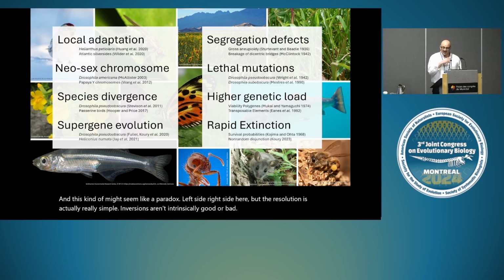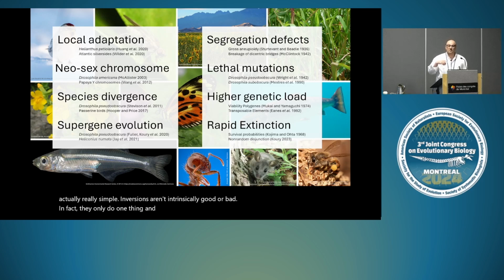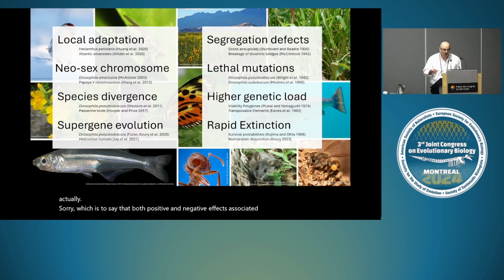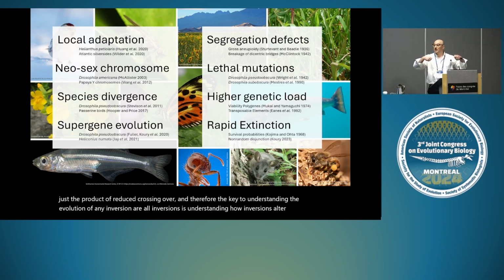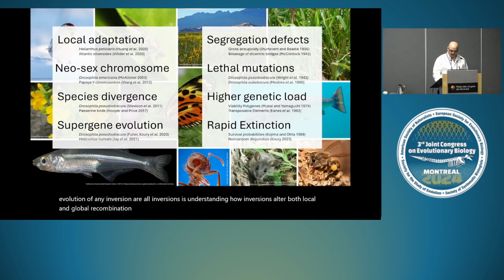In fact, they only do one thing, and that's just alter meiotic recombination, which is to say that both positive and negative effects associated with inversions are just the product of reduced crossing over. And therefore, the key to understanding the evolution of any inversion, or all inversions, is understanding how inversions alter both local and global recombination rates.